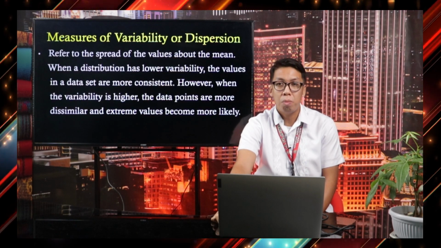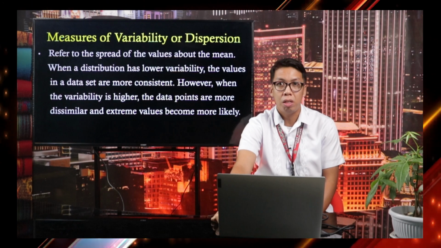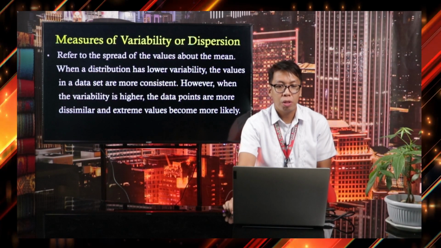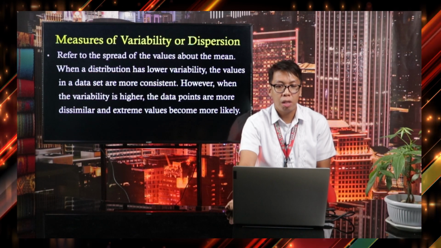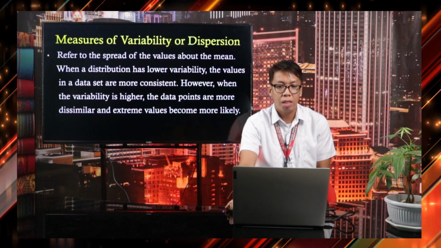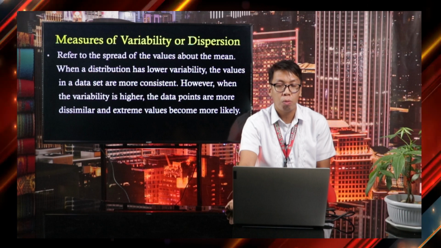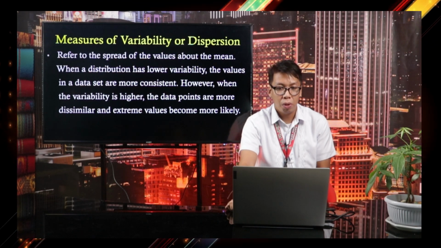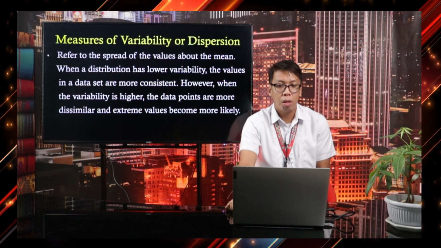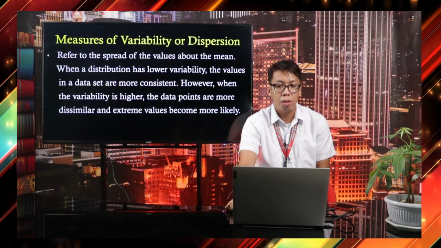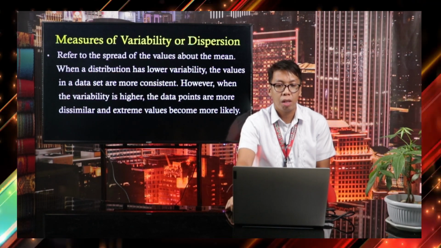Let's find what is measures of variability or dispersion. It refers to the spread of the values about the mean. When a distribution has lower variability, the values in a data set are more consistent. However, when the variability is higher, the data points are more dissimilar and extreme values become more likely.